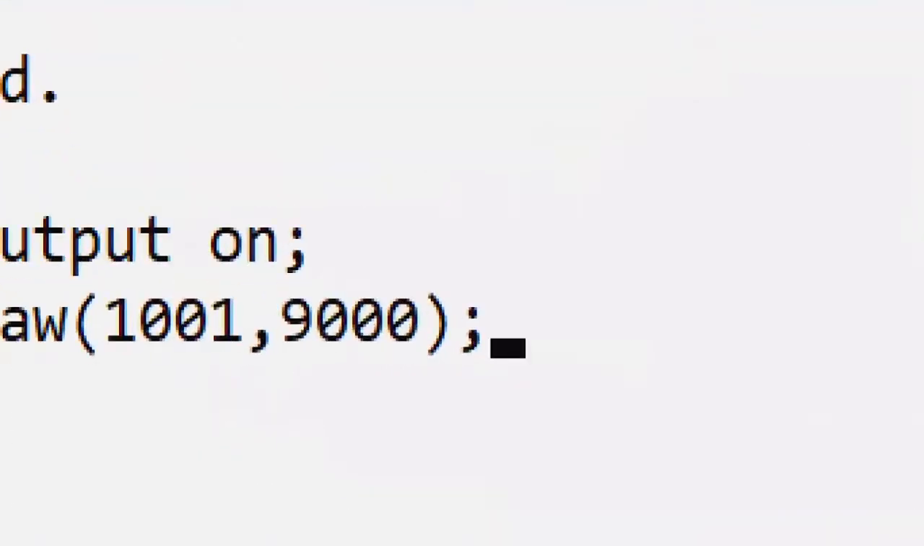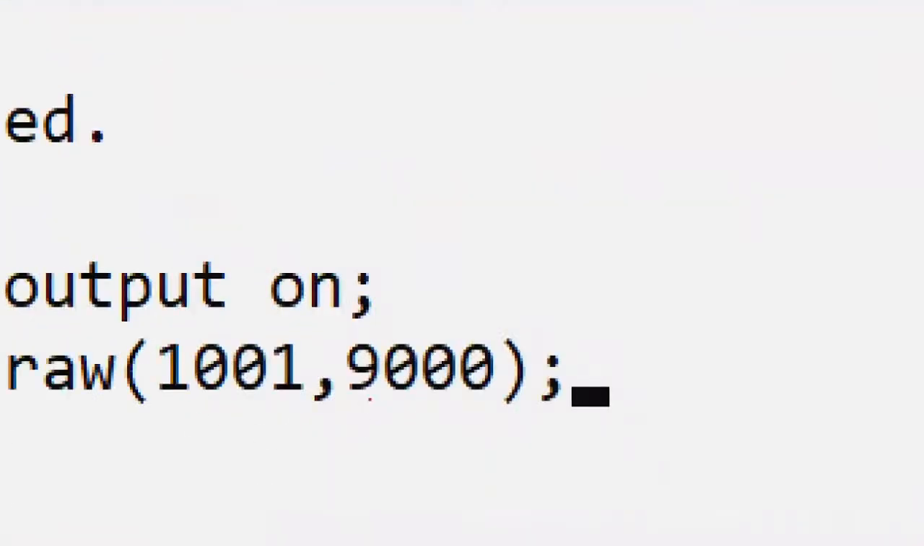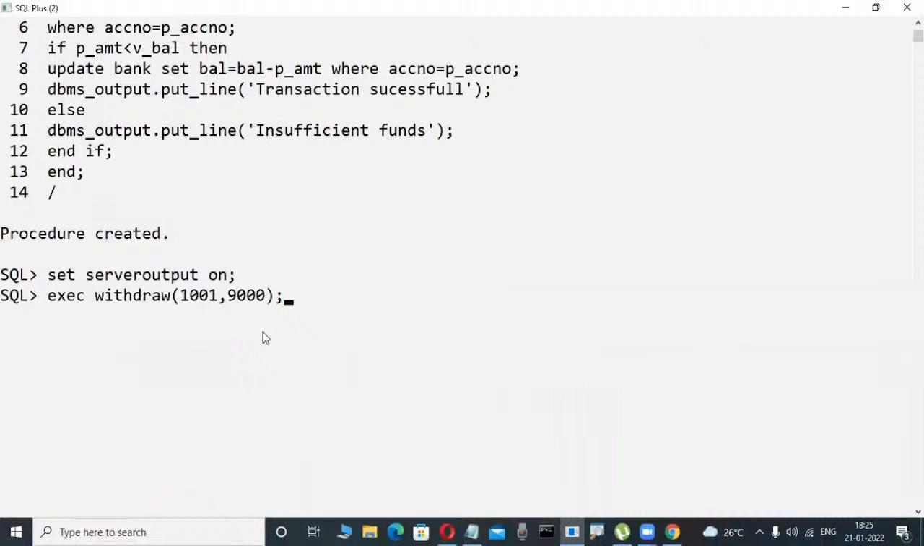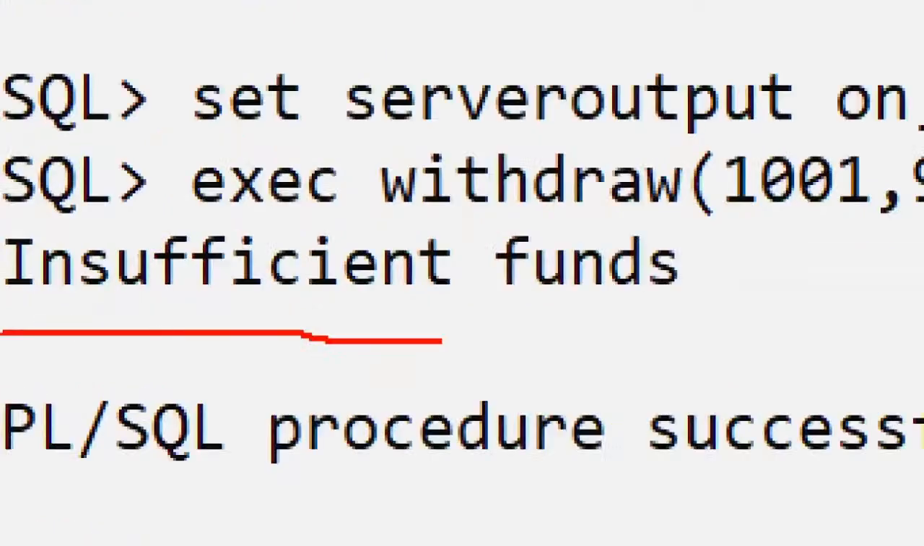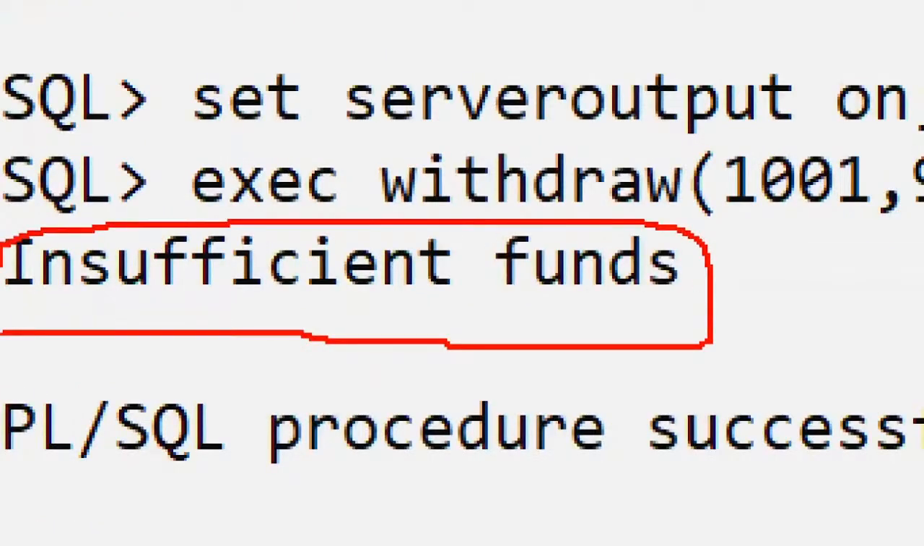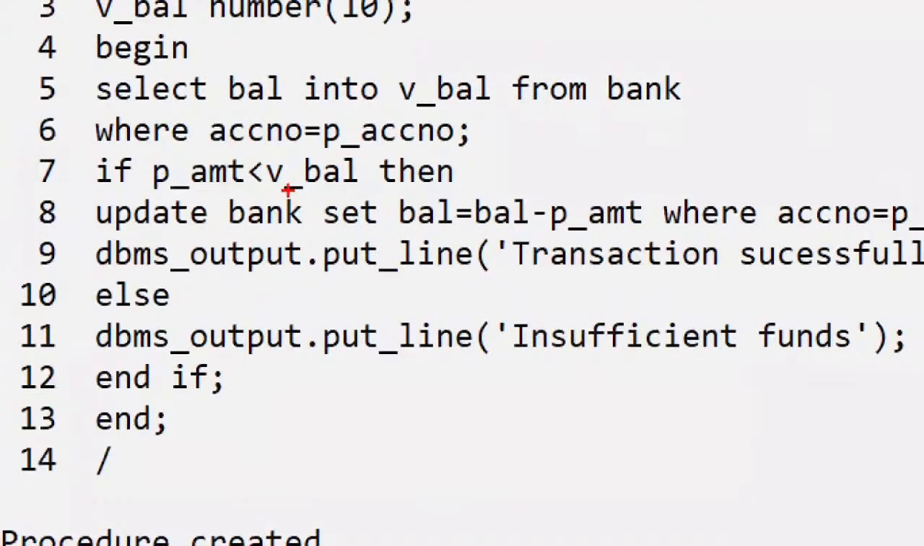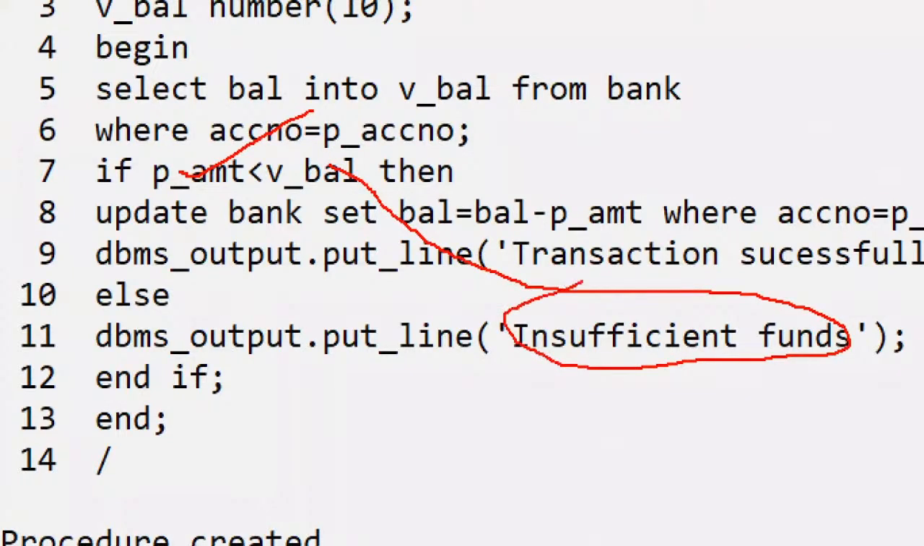Now, my account number is 1001, but how much amount do I try to withdraw? 9,000, because I'm writing this program only, don't worry. Whenever I try to withdraw 9,000, is it possible? No. So now here it will give a message, insufficient funds. It will display the message or not. How is it possible? This coding is executed, whatever I'm writing is executed. Your amount is more than the available balance. That's why insufficient funds only. It will display the message or not. Yes.